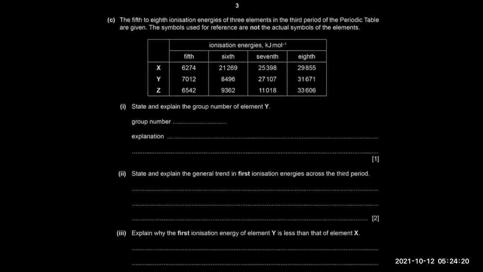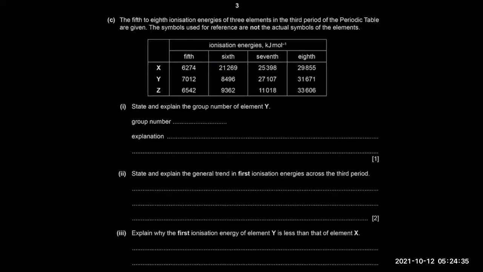Next question. The 5th to 8th ionization energies of 3 elements in the 3rd period are given. The symbols used for reference are not the actual symbols of the elements. State and explain the group number of element Y.